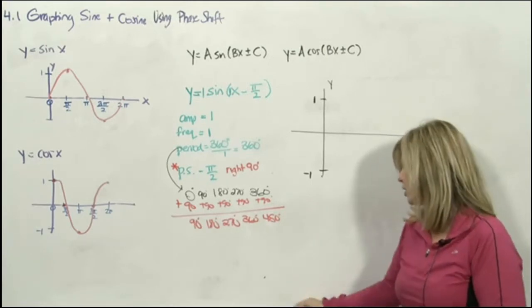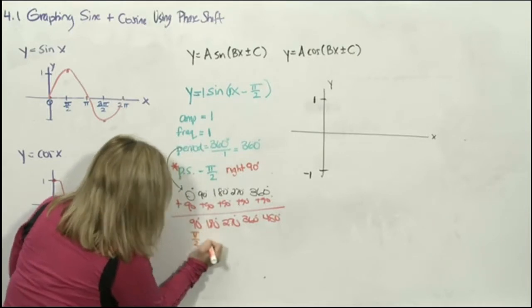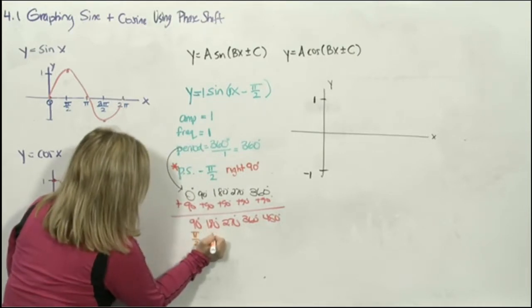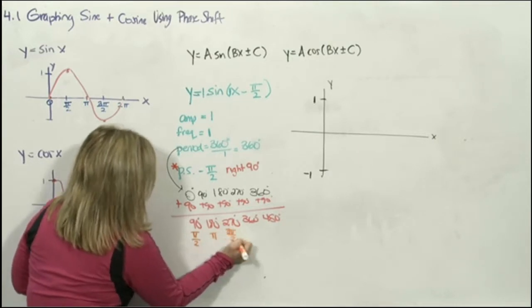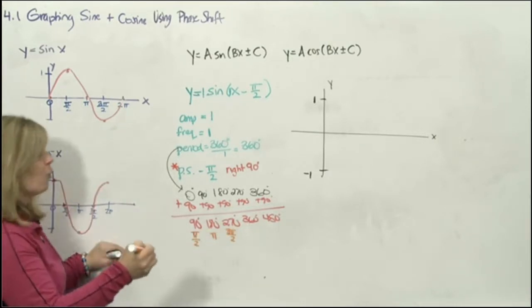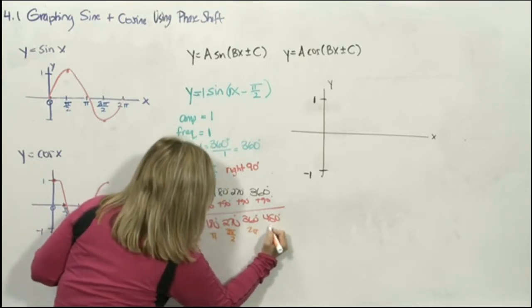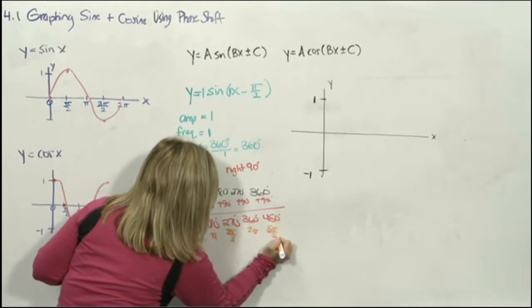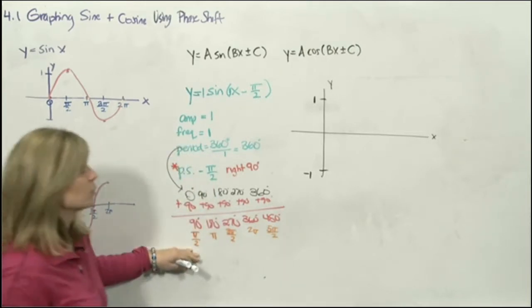Well, we know this. 90 degrees is 1 pi over 2. 180 would be 2 over 2, which is just pi. 270 would be 3 pi over 2. 360 would be 4 over 2, which is 2 pi, which means 450 is 5 pi over 2. So there's my radians I'm going to mark my x-axis with.